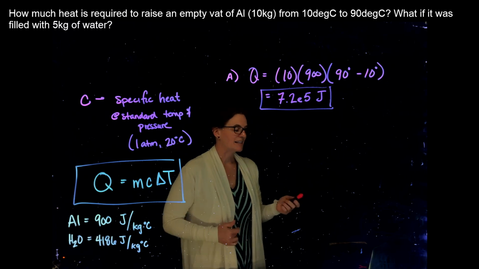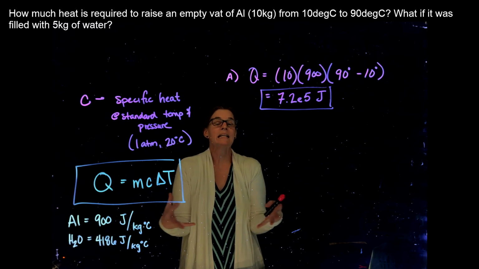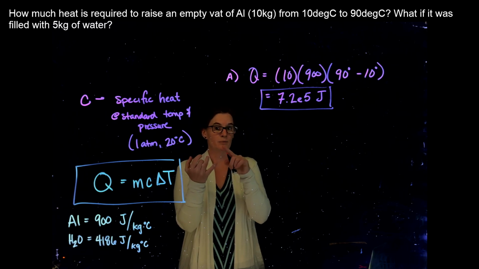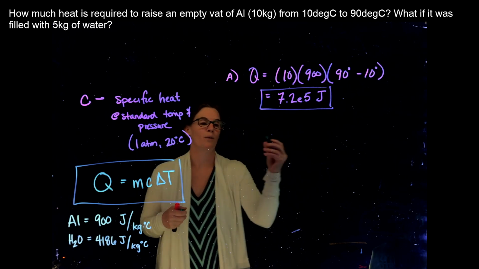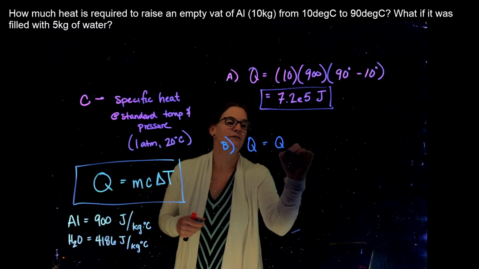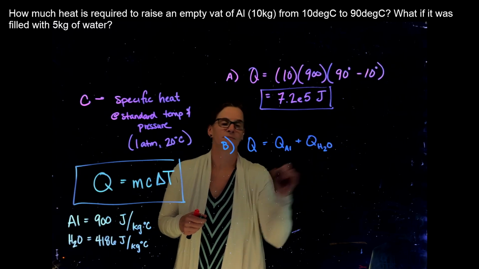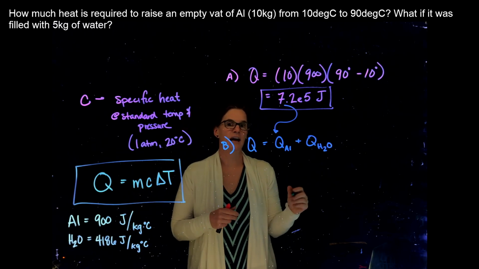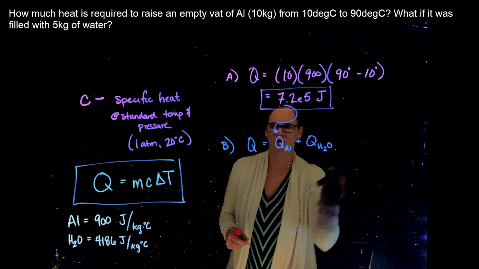Okay, part B asks, what if that vat was filled with water? So if I want to raise this system now, I need to know what the heat is required to raise the vat and the heat required to raise the water. So for part B, the total heat is going to be the heat for the aluminum plus the heat for the water. Okay? And we already know the heat for the aluminum, so that one we're set with. Let's find the heat for water. I'm not going to have enough room if I put it over there. I'll just do it down here.